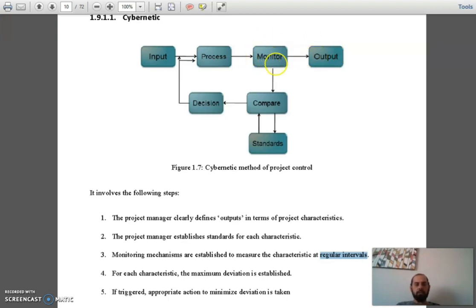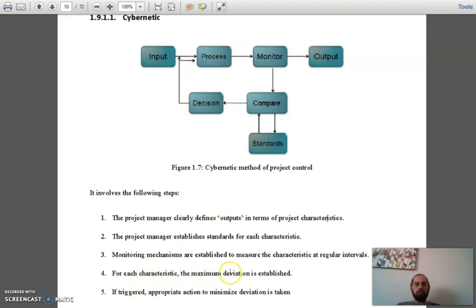So if we are monitoring, we will compare these processes, the characteristics of the project. The project management establishes standards, so we are monitoring according to the standards that he put, and measure these characteristics at regular intervals. If we compare it to the standards that the project manager put, if it's okay, we will go back and take a decision.